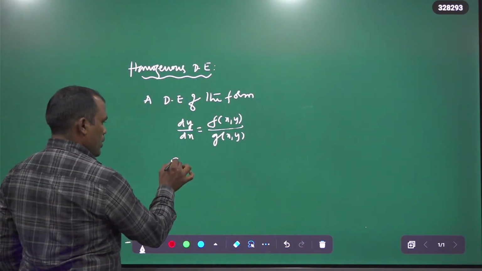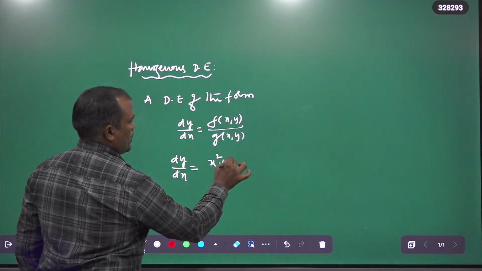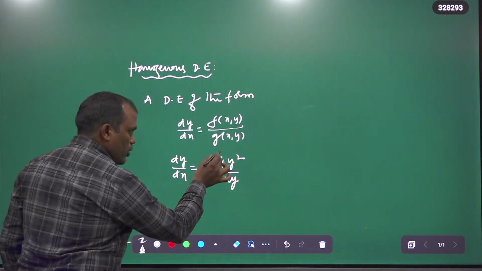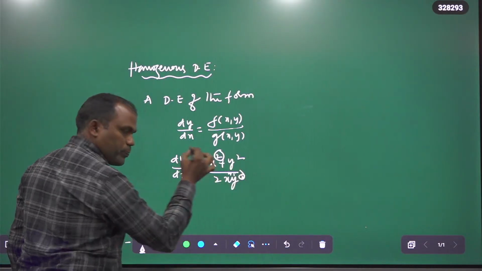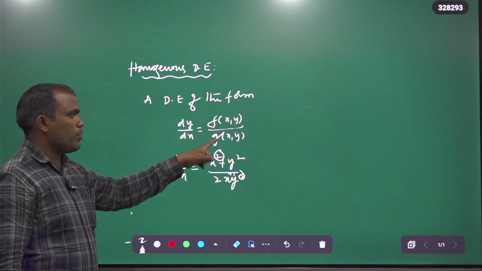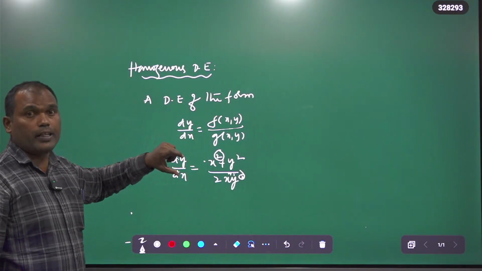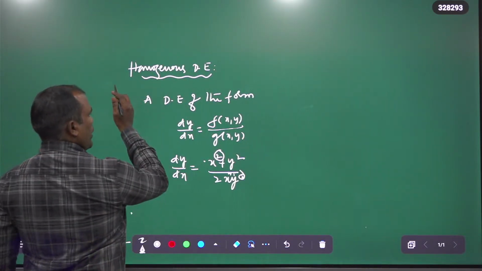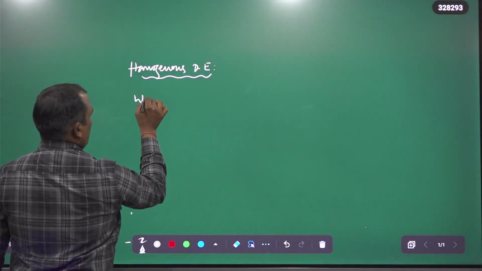For example, dy by dx equal to x square plus y square by 2xy. Here the numerator degree is 2, and the denominator degree is also 2. A differential equation of the form f of x comma y by g of x comma y with the same degree is called a homogeneous differential equation. Now the working rule for a homogeneous differential equation.